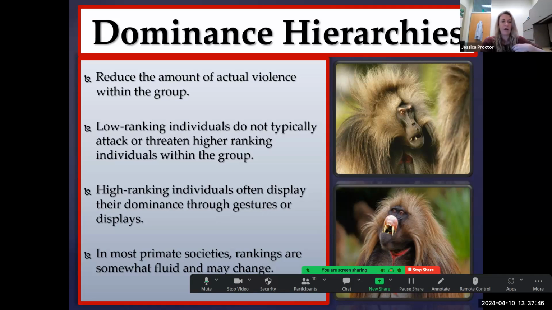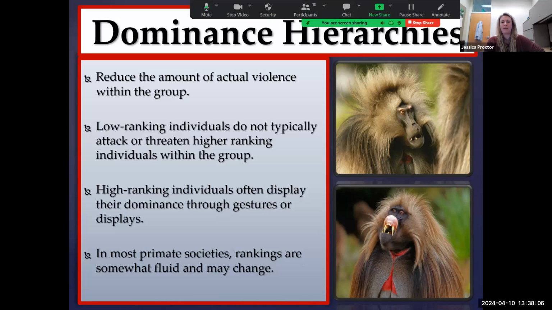Okay, high-ranking individuals often display their dominance through various gestures and visual or vocal displays. So when we watch the video clip on the gelada baboons, I want you to keep an eye out for that. I'm not going to tell you exactly what they are yet because I want you to look out for them. And in primate societies, rankings can be somewhat fluid and may change.